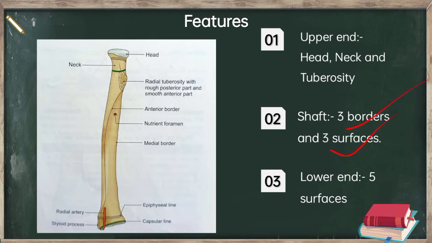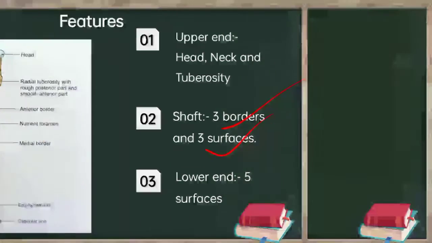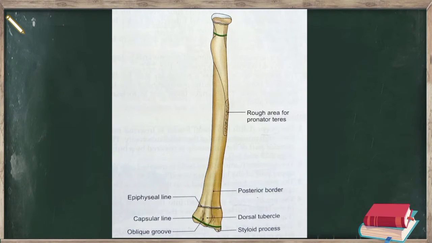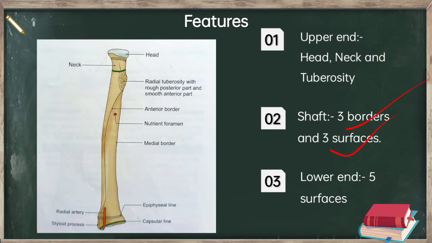Moving further to the posterior surface. Posterior surface lies between the posterior and the interosseous border. As you can see in this picture, this is the posterior surface. The third surface is lateral surface, lies between the anterior and posterior border. It shows a rough area in its middle part. Alright. Moving further to the lower end.